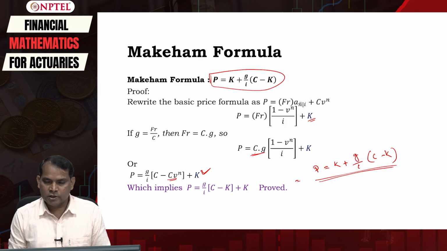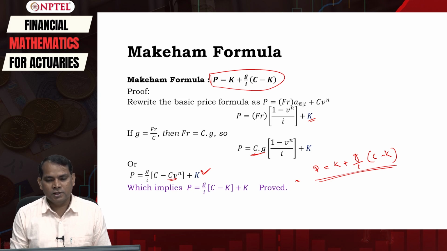So I believe you have now clearly understood how to compute the bond price in different situations, and for a zero coupon bond also, and now you have also understood one alternative formula known as the Makeham formula.